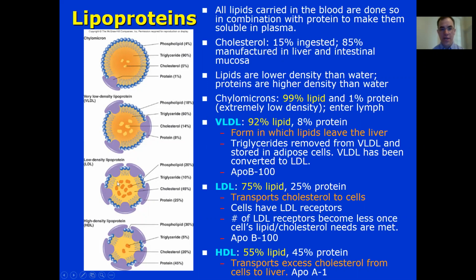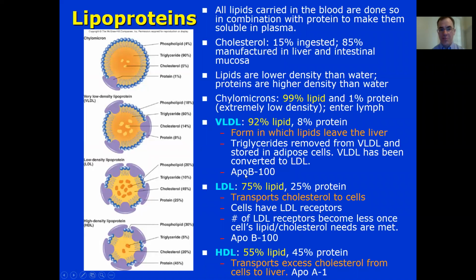Well, we also have three other types of lipoproteins. The first is the VLDL, or the very low density lipoprotein. This is formed in between meals, and it carries mainly triglycerides from the liver to the tissues of the body, and that usually occurs in between meals.